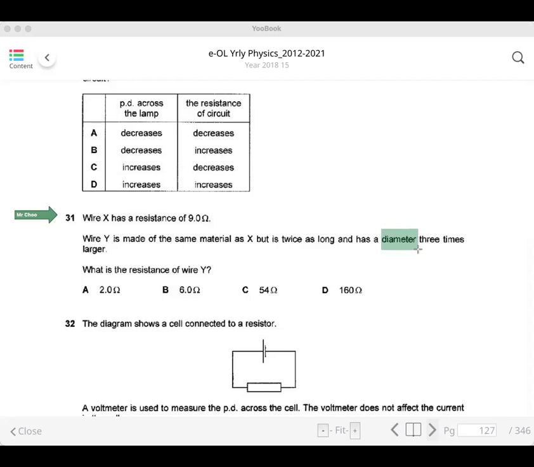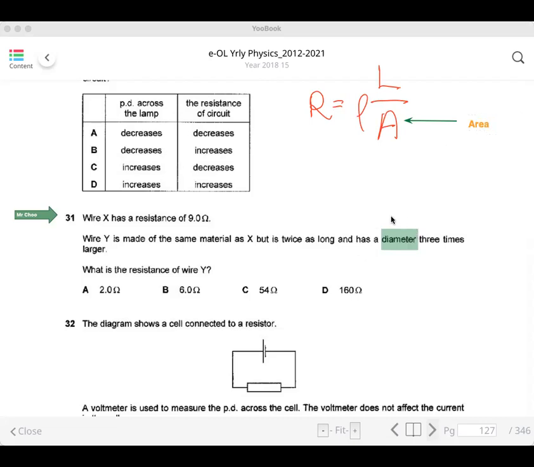Do you all remember the formula? How resistance is related to the factors of the component? Resistance is equal to the constant, every material has a constant, multiplied by the length over the area. The key thing why most of you got it wrong is because this component below is the area. We're talking about the area here.